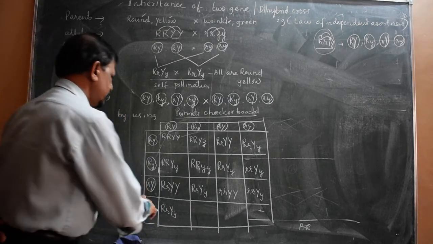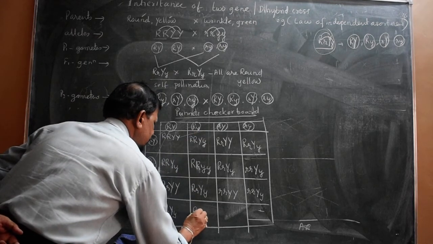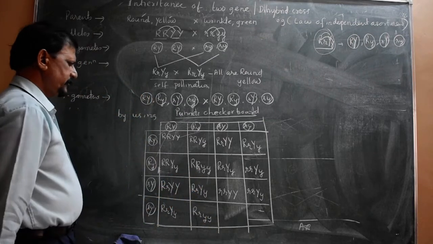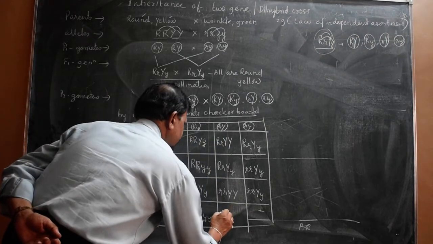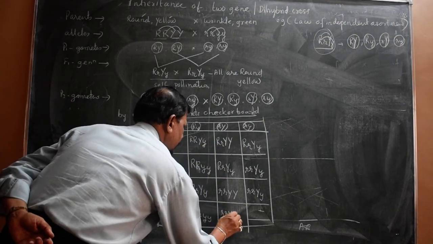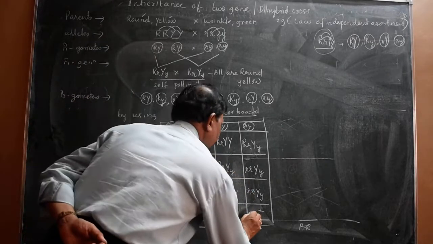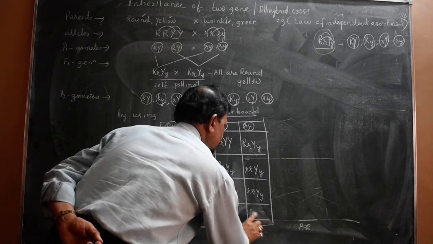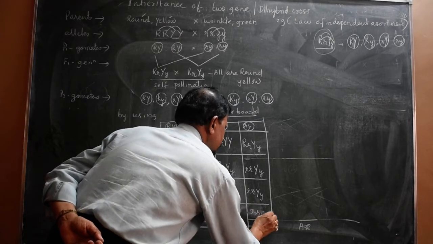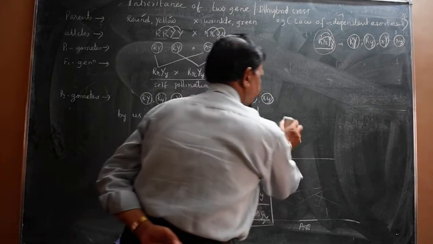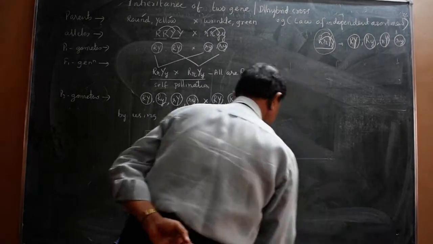Correct now? Next, capital R, small y, small y. Next, small r, capital Y, small y, and last, small r, small r, small y, small y. So in total, how many plants did we get? 16 plants we got at the end.